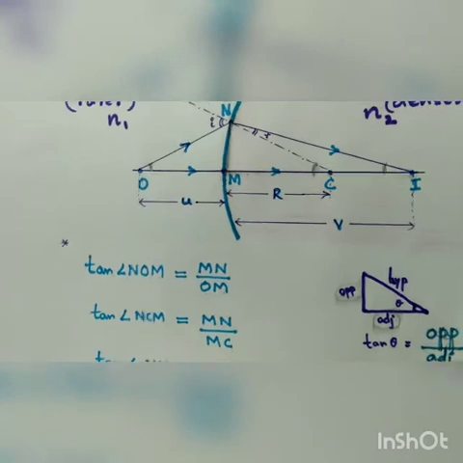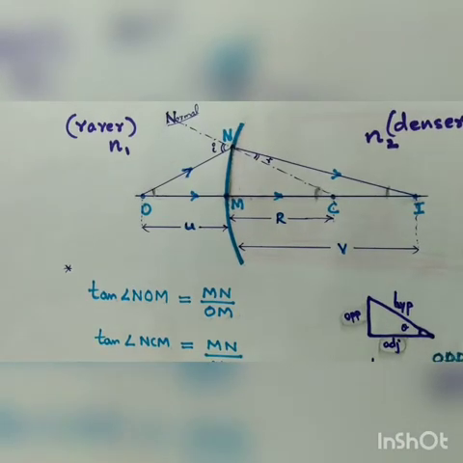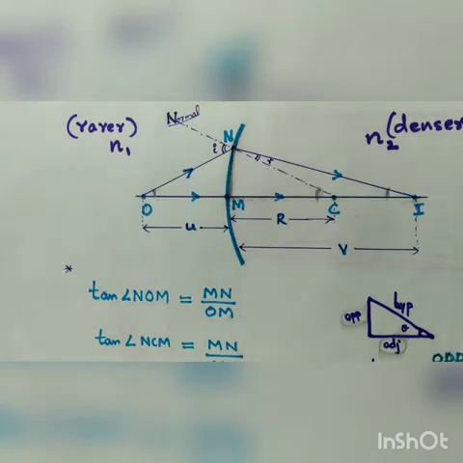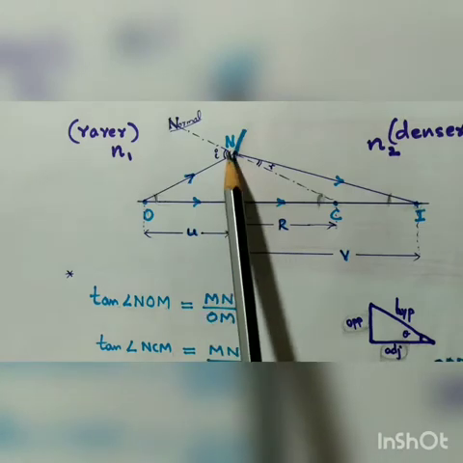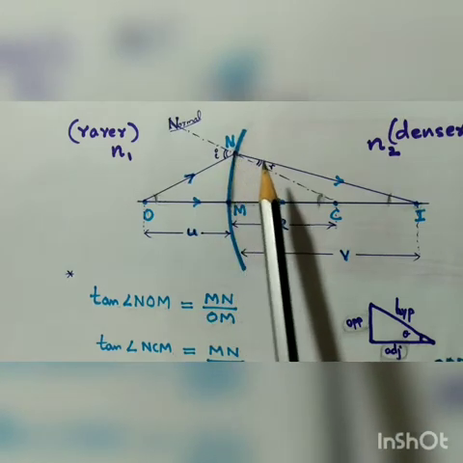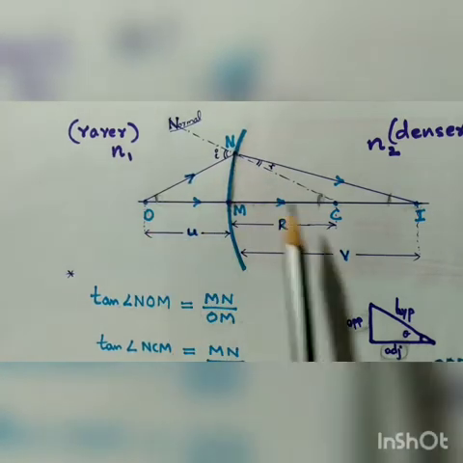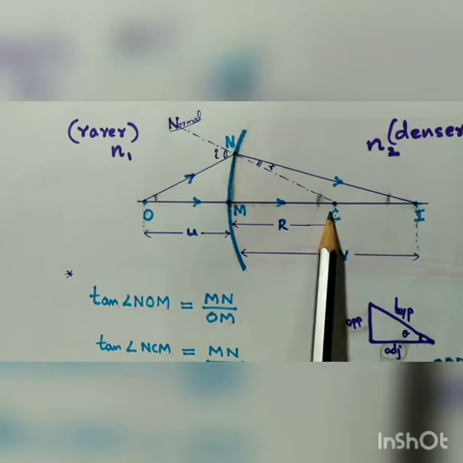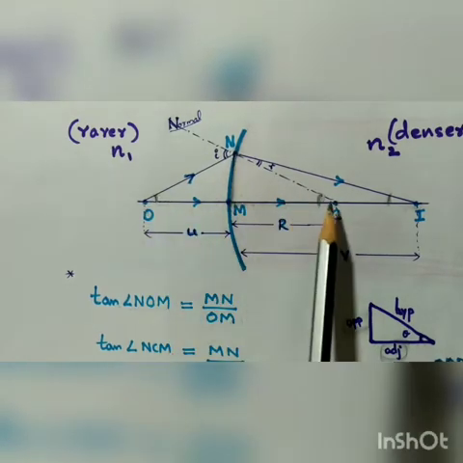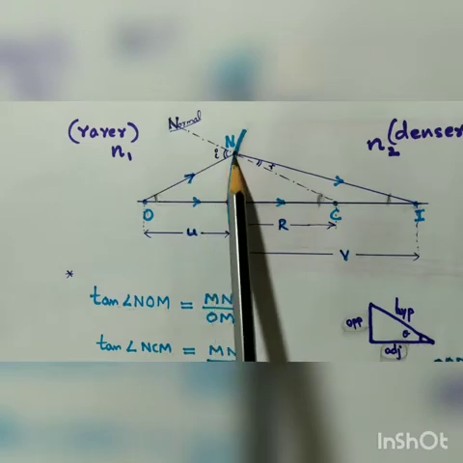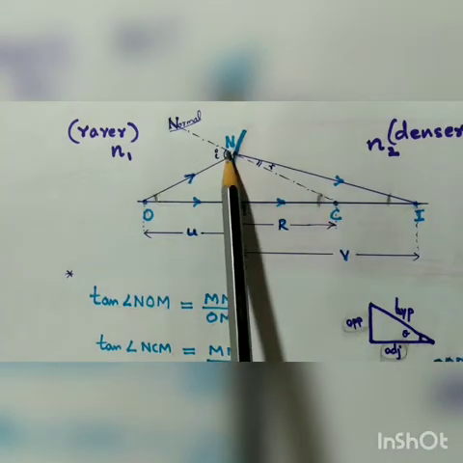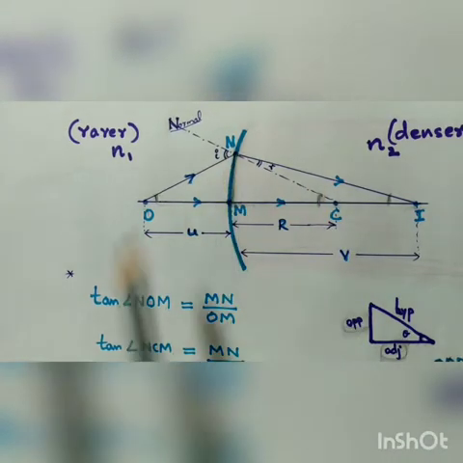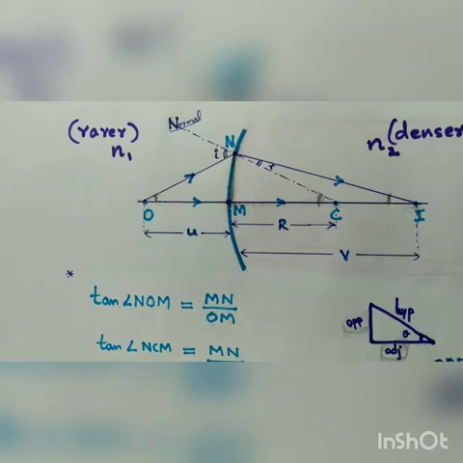Now observe this diagram again carefully. I told you this is the angle of incidence. Now I want you to observe triangle NOC. Listen very, very carefully. For triangle NOC, angle I is an external angle. Angle I is an external angle.